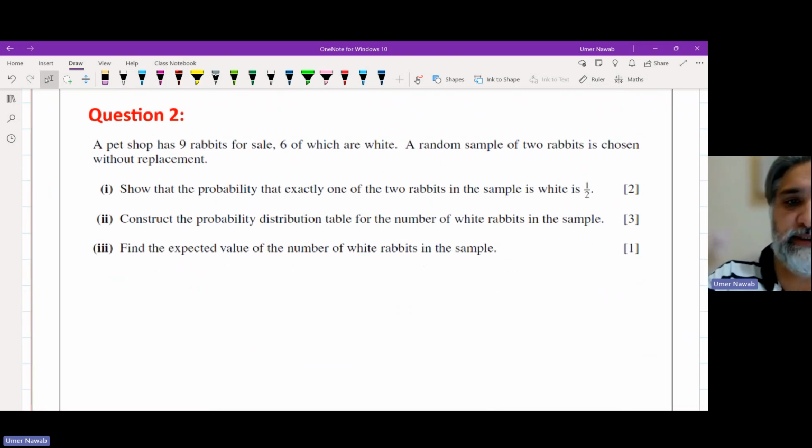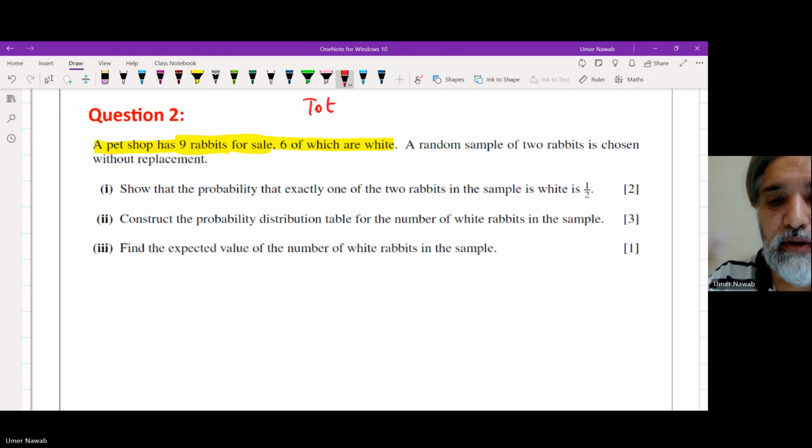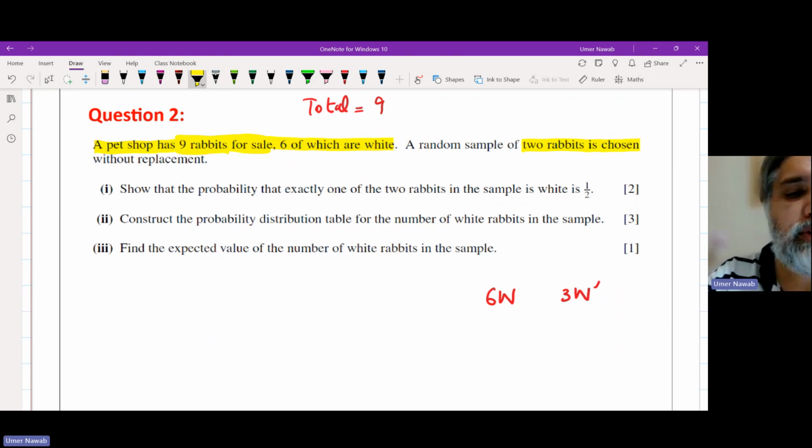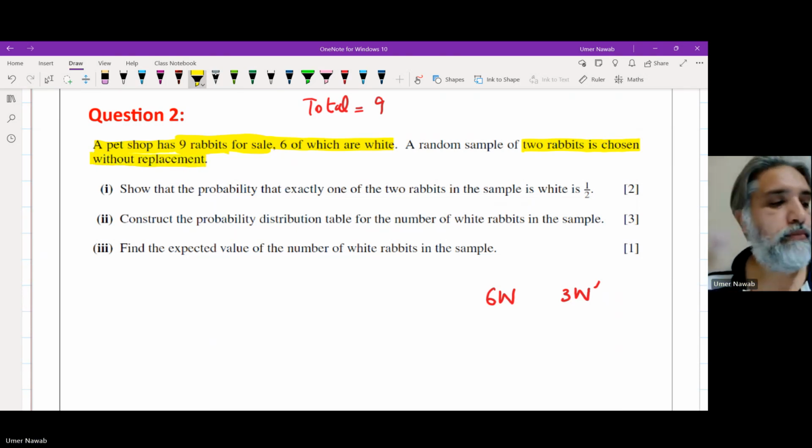So question number 2, guys. A pet shop has 9 rabbits for sale, 6 of which are white. So in total we have 9 rabbits, 6 white and 3 not white. A random sample of 2 rabbits is chosen without replacement. Do you understand? Without replacement. This point has to be noted.